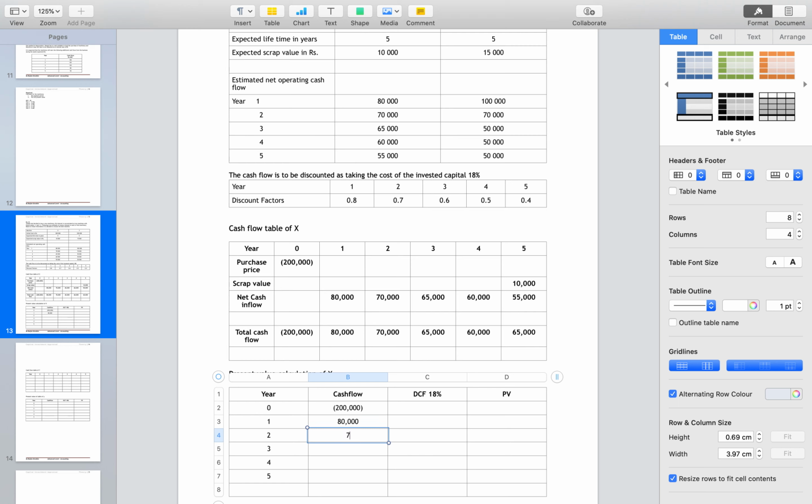So guys, that's why the cash flow table is important in any question, because for you to do the NPV, you need cash flow. From where are you going to get these answers? From your cash flow table. So that's why you have to prepare this table for you to have all these answers.